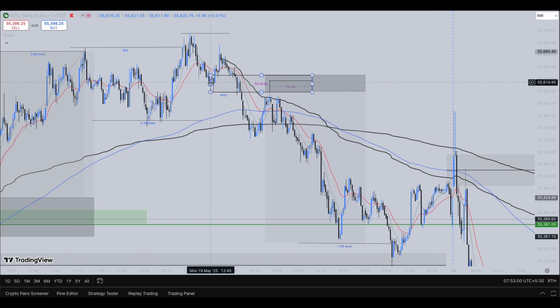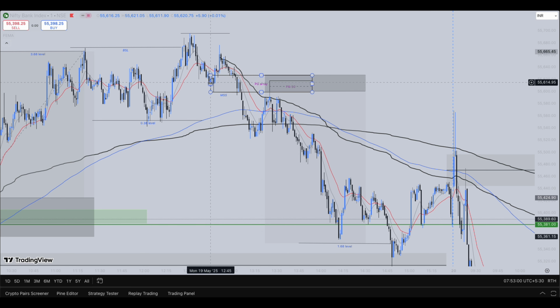The buyers who might have entered here might have squared off their positions over here, and they might have opened their fresh positions, taking short positions. And you can see after this, the market rejecting price from this level, showing aggressive selling over here, and you can see the market continued all the way to the 1.68 level. So this is as simple as it is, guys.